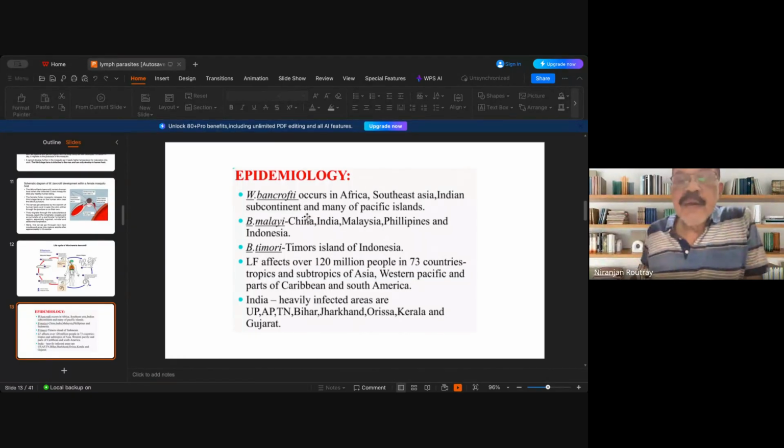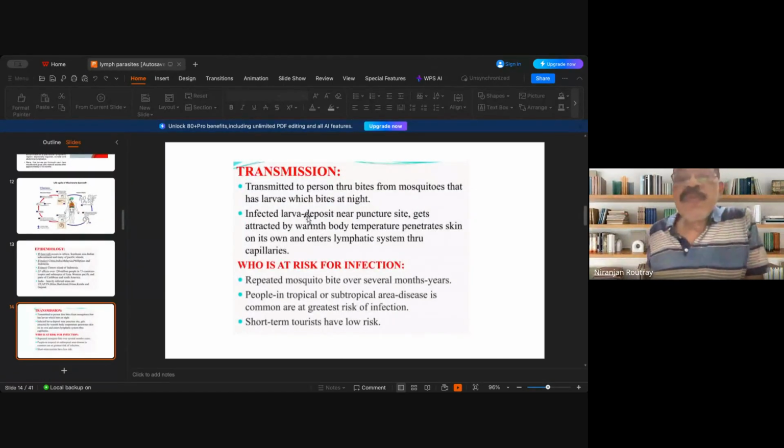In India, including Odisha state and Kerala, all these states are equally infected. The transmission from person to person occurs through the bites of the mosquito agent, and the larva, which bites at night. Infected larvae are deposited at the punctured site of the skin, and the larva makes its own attempt to get entry into the skin, being attracted by the warmth of the body, and from the skin blood vessel they will simply head towards the lymphatic system through the capillaries.